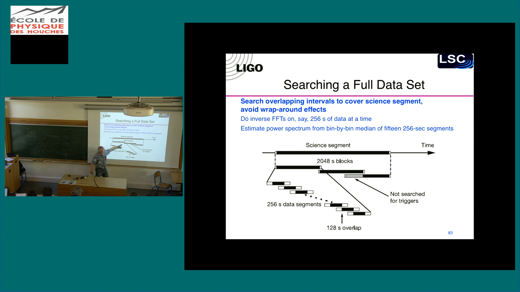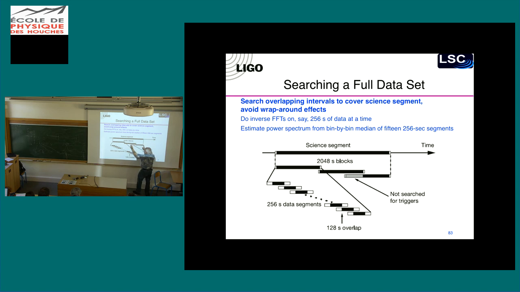We chop it up into half-hour blocks. I like to round things off. The half-hour blocks, and we overlap them. And we know that there will be startup transients, so we overlap beyond the startup transients. And then at the end, we may not be able to fit a whole 2046-second block, but we do it anyway and throw all this away afterwards.